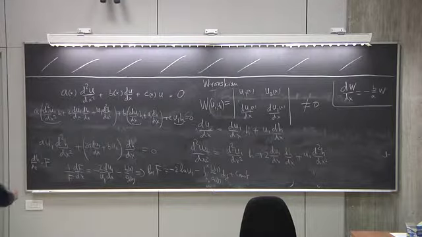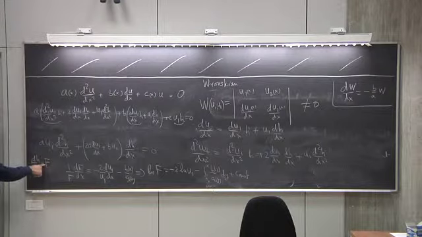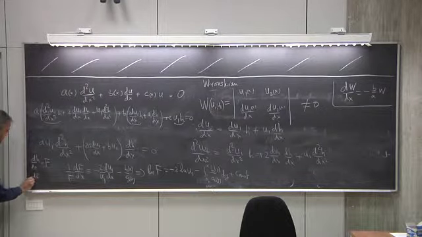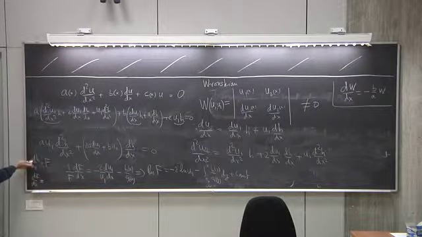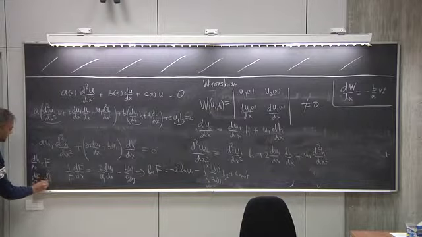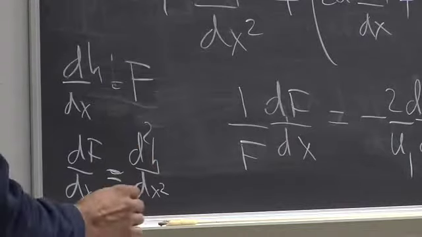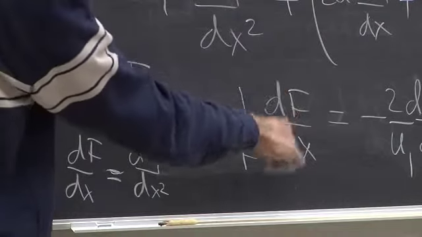Let me call dh by dx equal to f. So what is df by dx? Df by dx is simply the derivative of that, one more derivative, which is d2h by dx2. So I write this as df by dx.